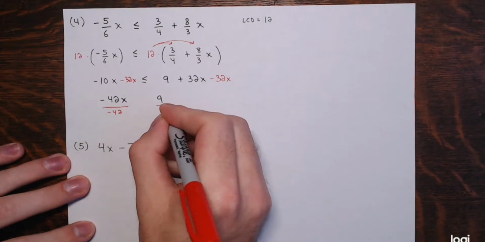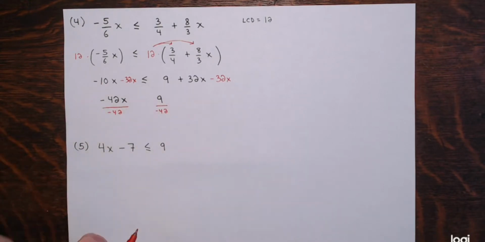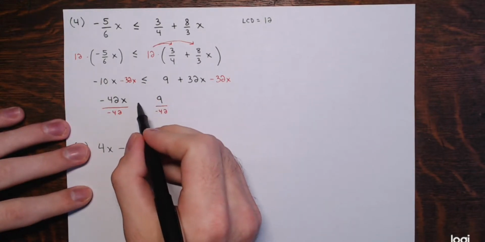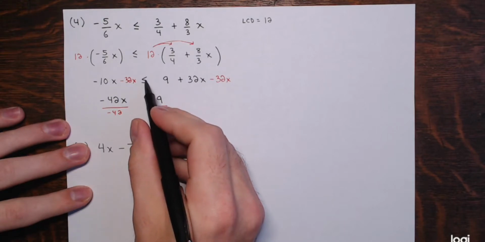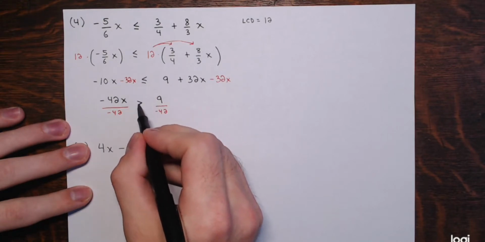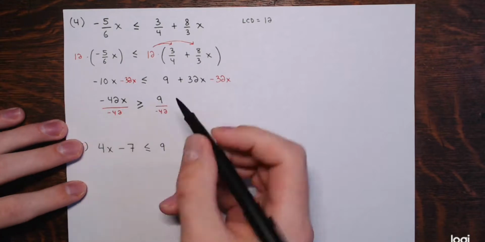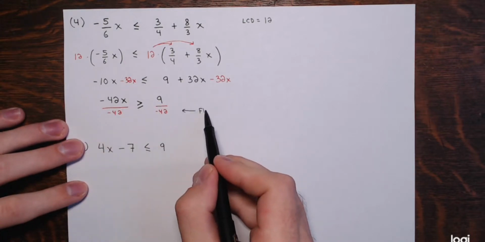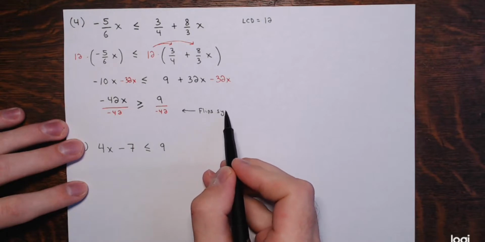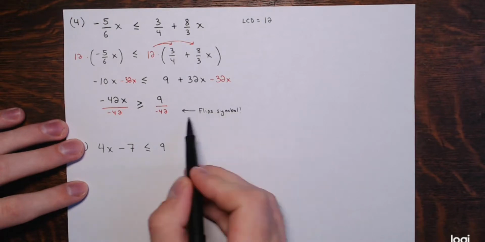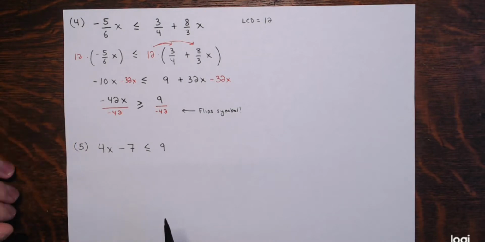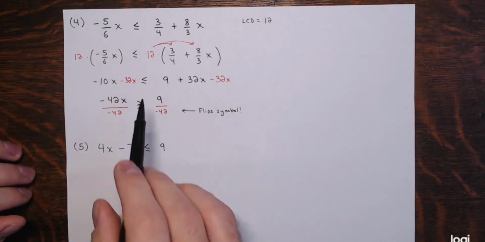Divide by negative 42, and that will flip the symbol. So "is greater than or equal to" becomes "is less than or equal to," and "is less than or equal to" becomes "is greater than or equal to." Right? And again, this flips the symbol when you divide both sides by the same negative number, or multiply. Okay, so that's why the symbol got changed.